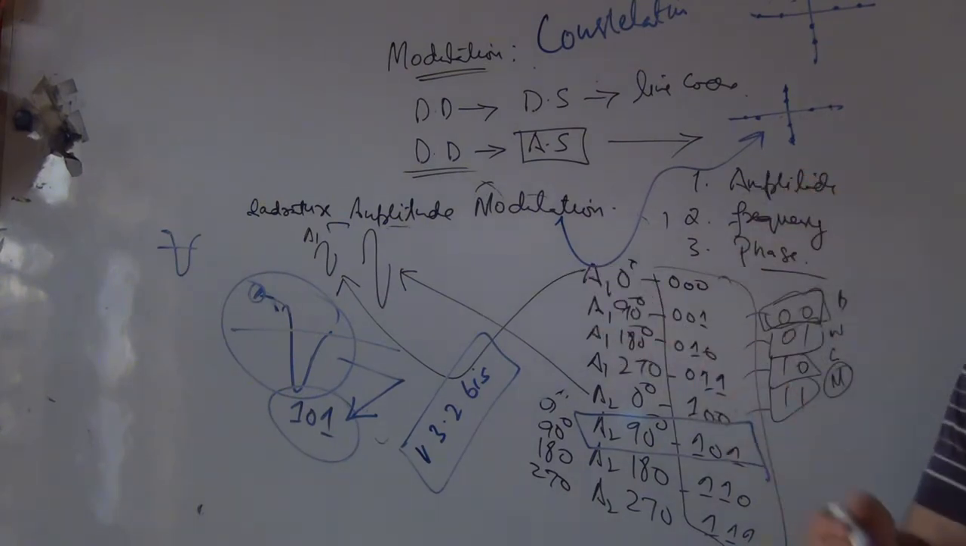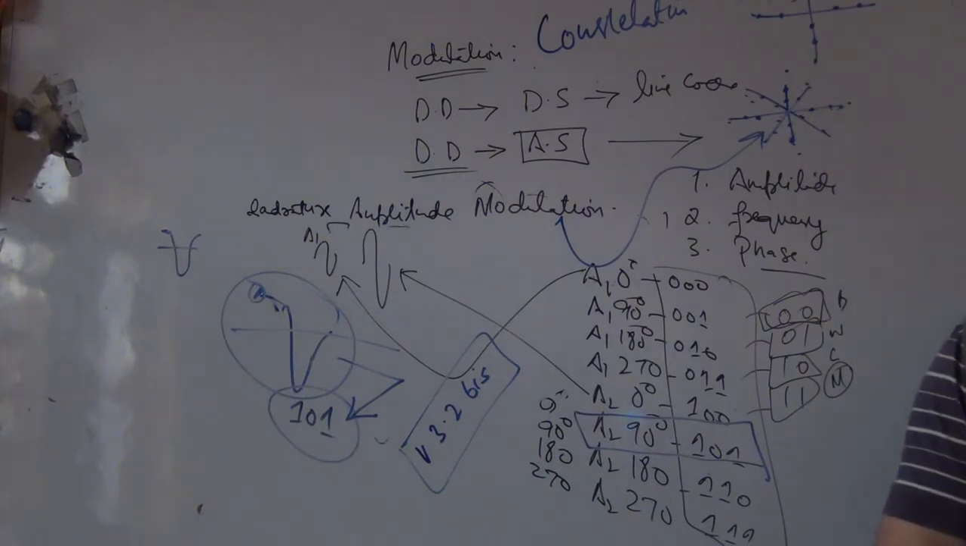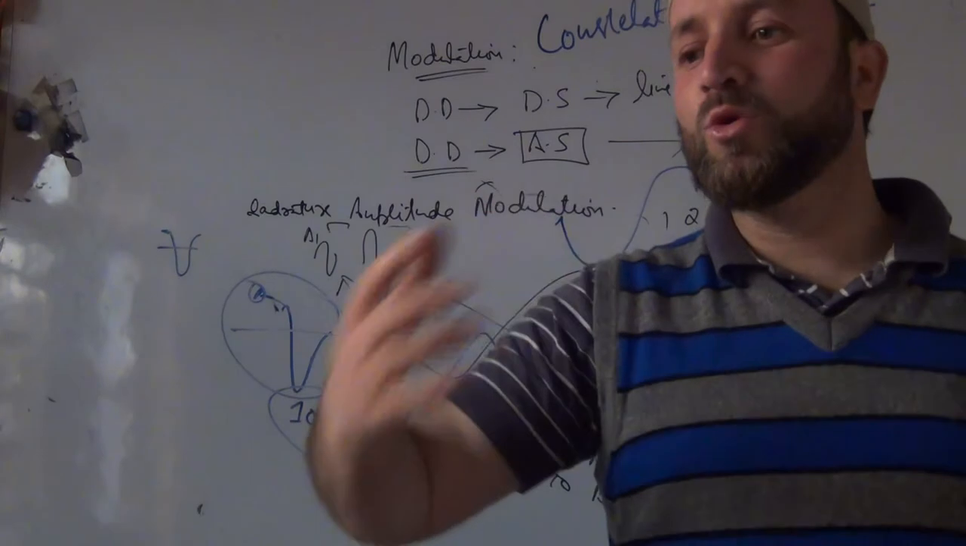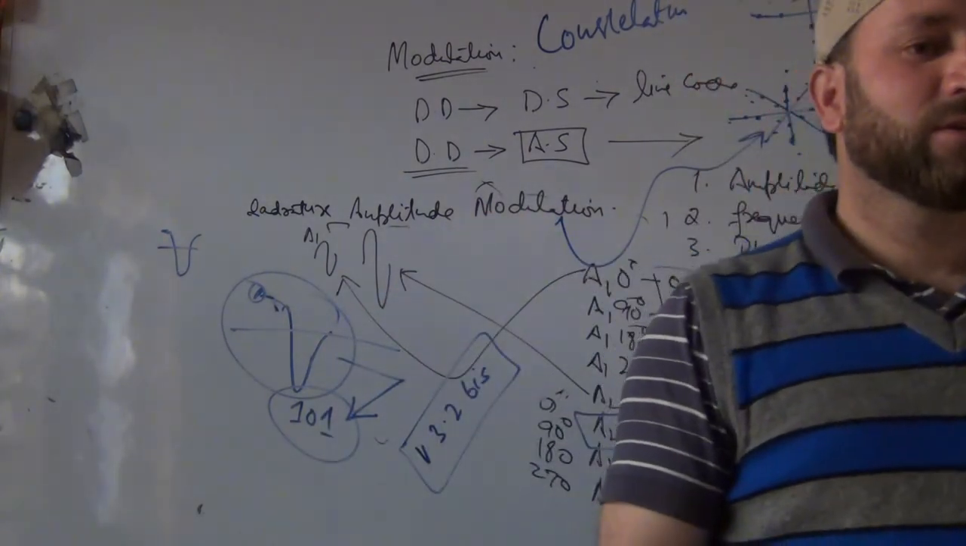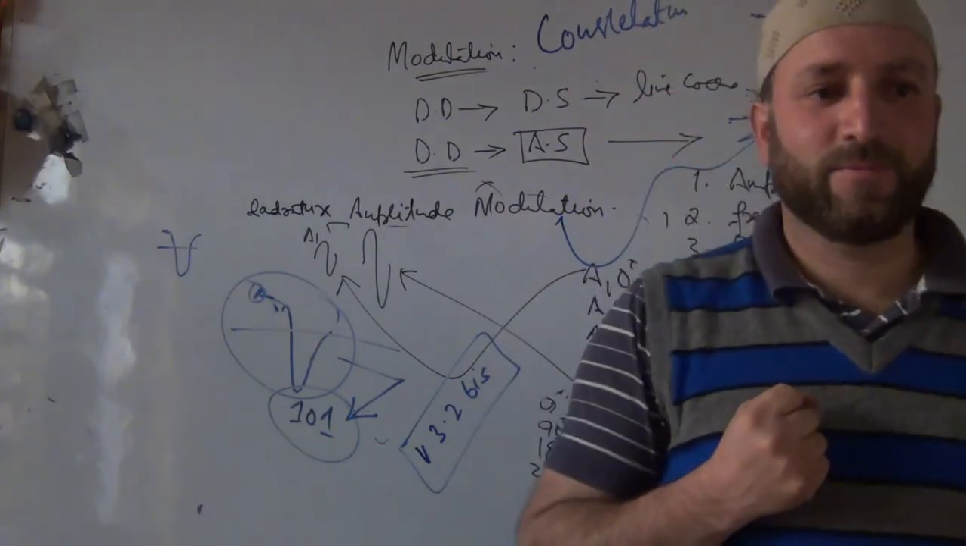Can't we increase more? We may use more phases, more amplitudes. If I use 3 amplitudes here, if I use more phases, with 3 amplitudes I can increase more. I can have more bits per baud. This is what the latest modems are doing.